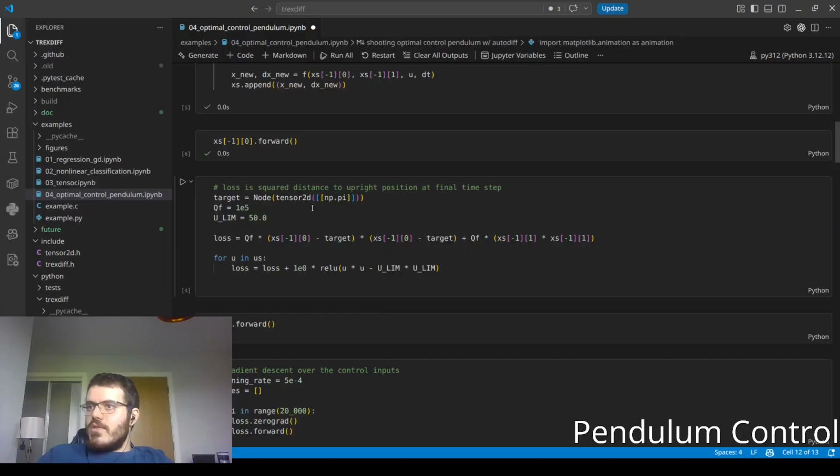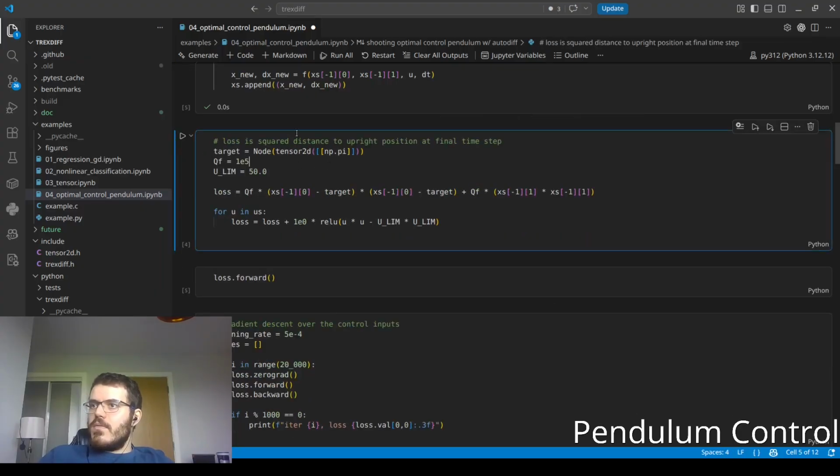So what we do is we take a target node here, and I'm saying I want to be at pi, I want to be upright. And then we have some weights. We'll get to the weights in the limits. And I'm saying I want to be here, and this is the distance between me and the last state, the -1, and where I want to be. And then this is squared because otherwise it can be negative.